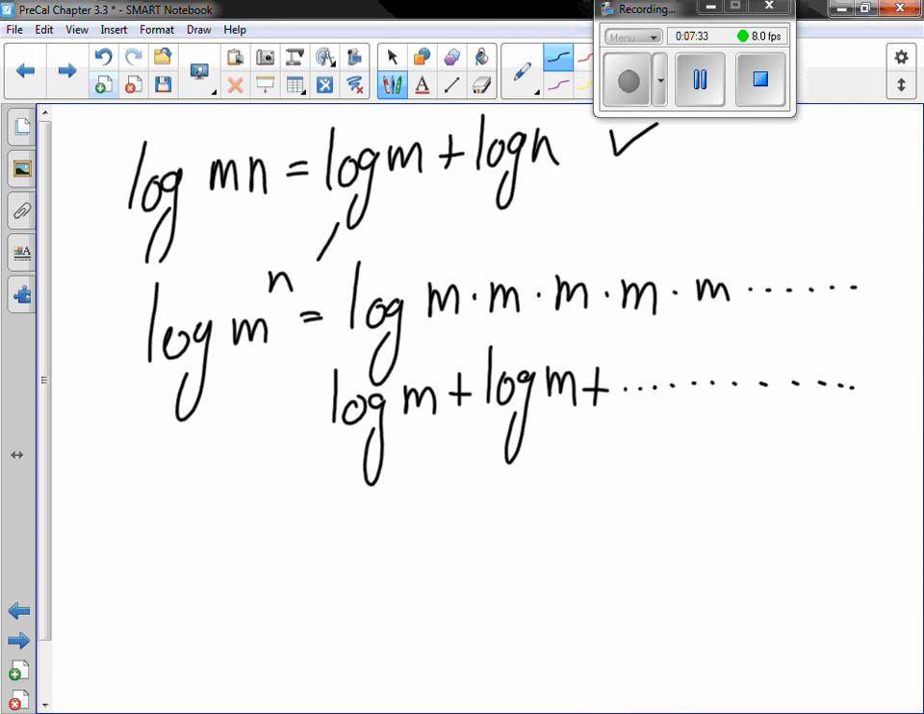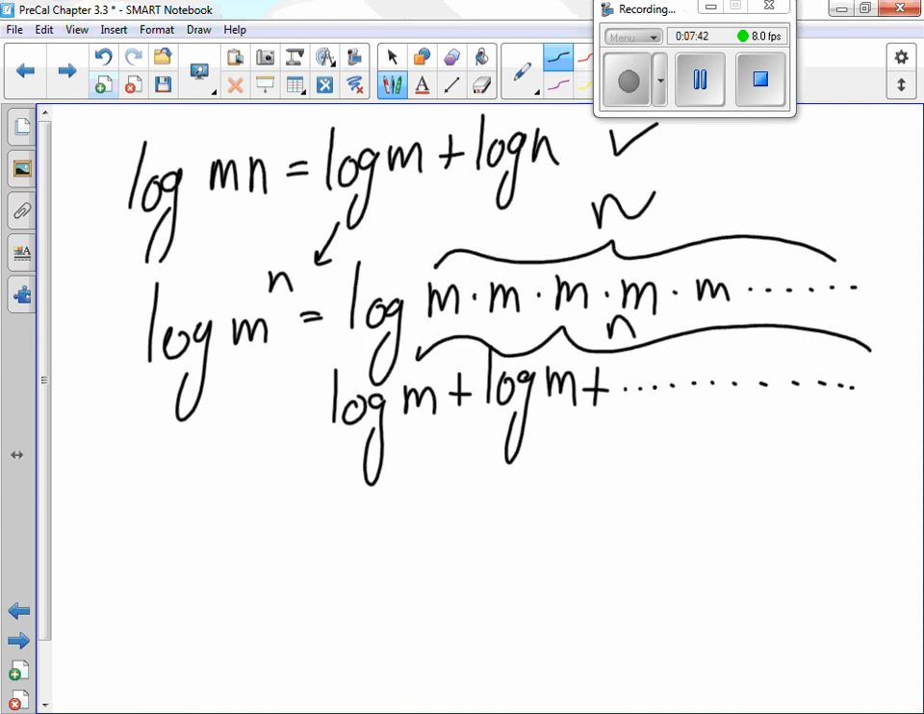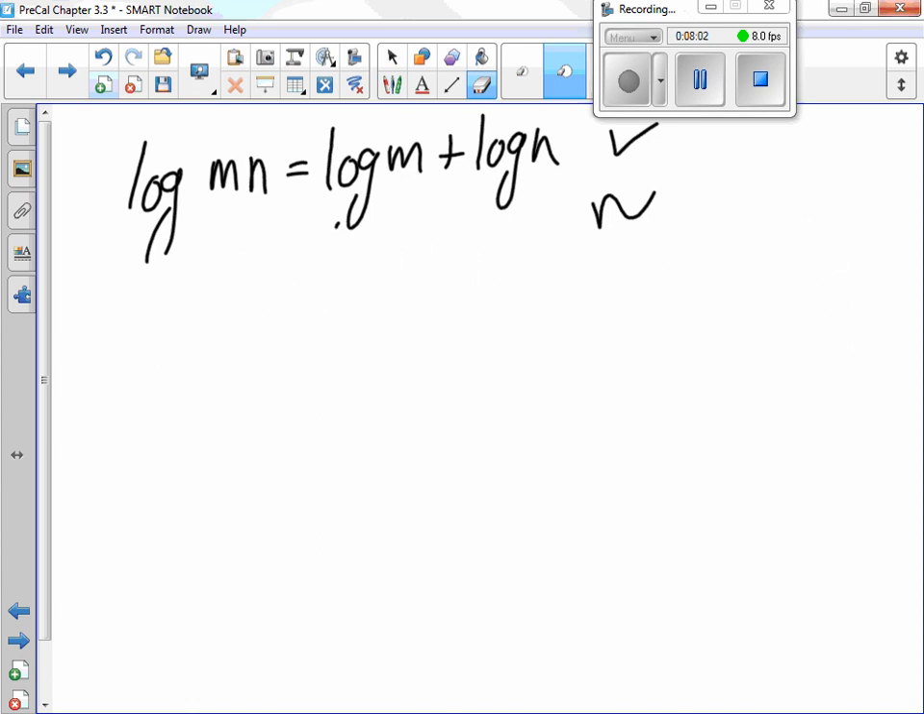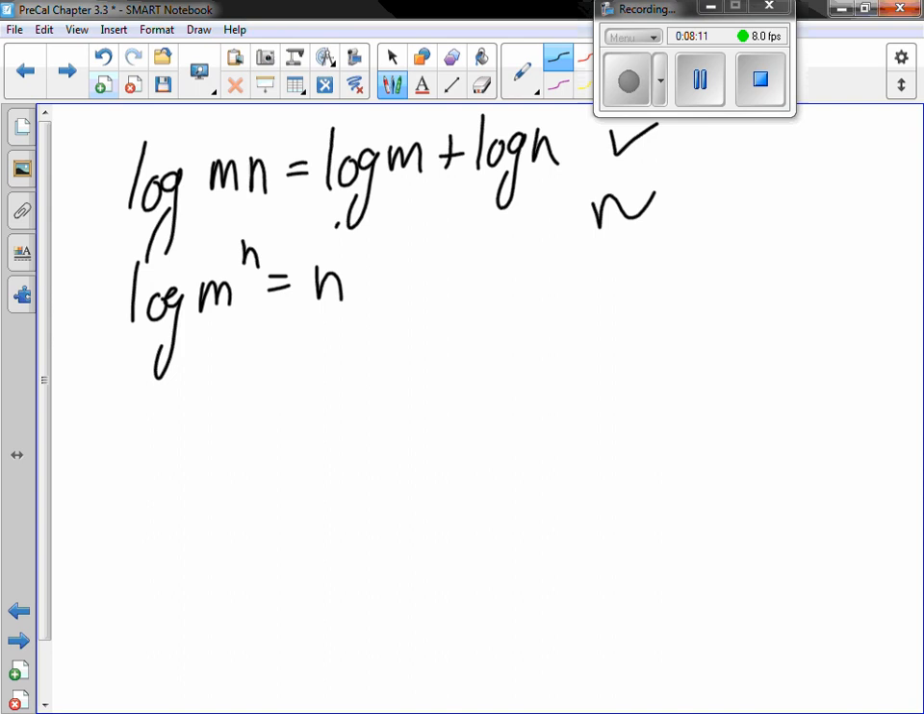Well, doing this here, we have m multiplied by itself how many times? So how many sets of additions of m would we have? n. So we really can say this is n times log of m because we have n number of them, yes? Didn't we just prove the power rule? That we can move the power out front? Okay. So the power rule really comes from our product rule, yes? So we've proven those two to be true. We've also proven that log of m to the n is equal to n log of m. And I needed both of these.